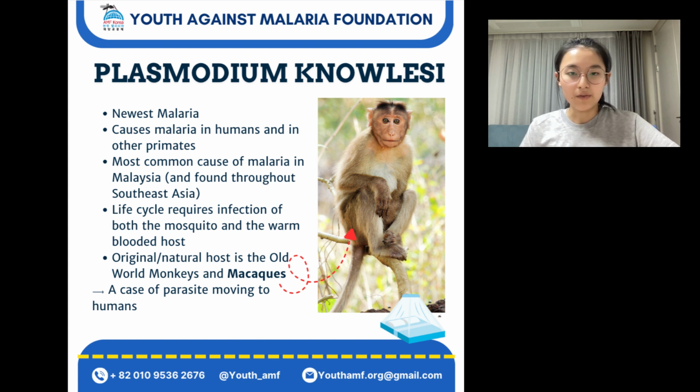Its life cycle requires infection of both the mosquito and the warm-blooded host, which is quite unusual because in this case the mosquito is not just a vector, but it could also be infected itself. Its original and natural hosts are the Old World monkeys and macaques, and it's a case of the parasite moving to humans, with humans not being the natural or original host.